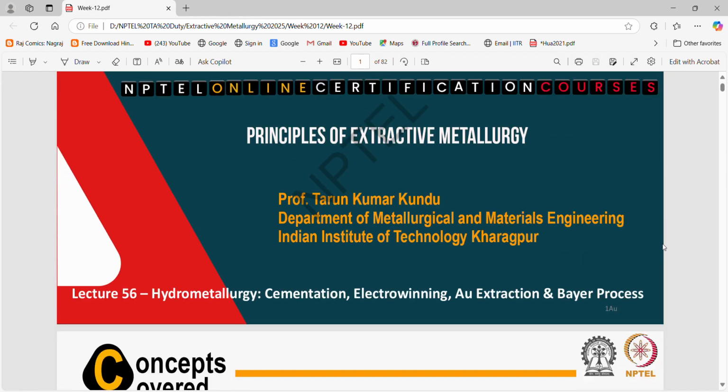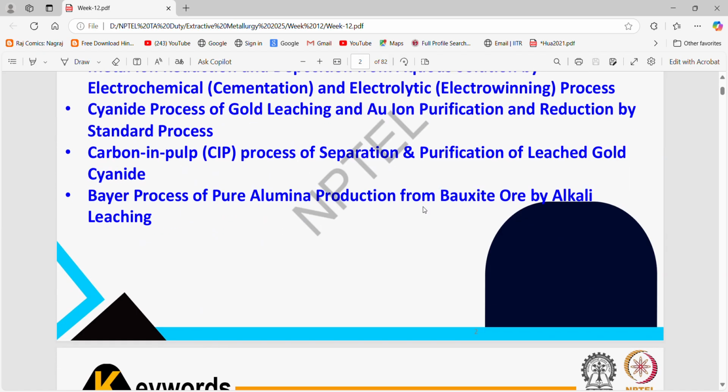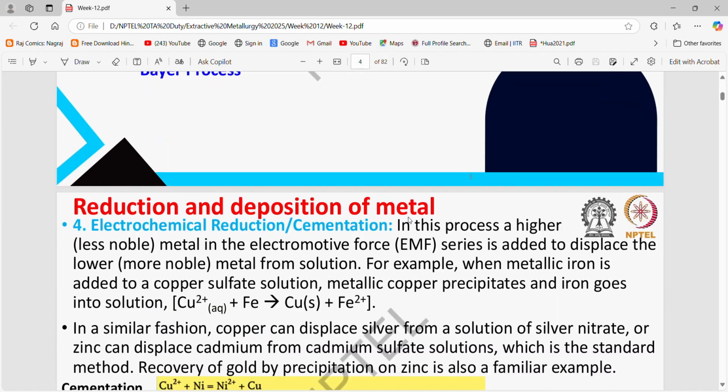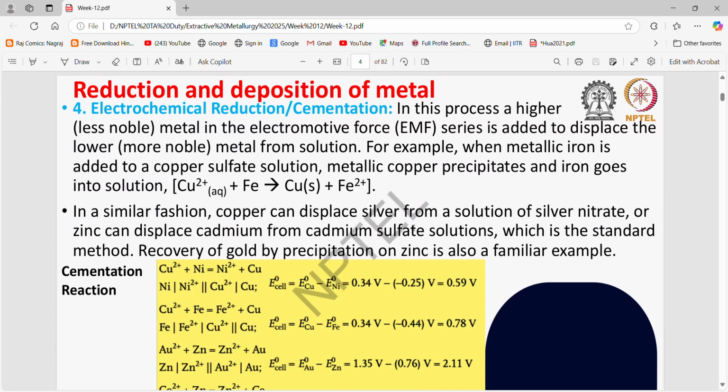So in previous week lectures, we have learned about hydrometallurgy, hydrometallurgical processes for the recovery of dissolved metal inside a liquid solution with the help of different processes like cementation, electrowinning, gold extraction, and then we will talk about Bayer's process. So there are several methods with the help of which we can recover the metals dissolved inside any liquid medium.